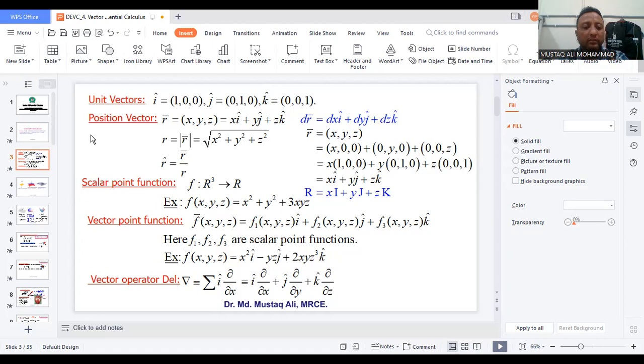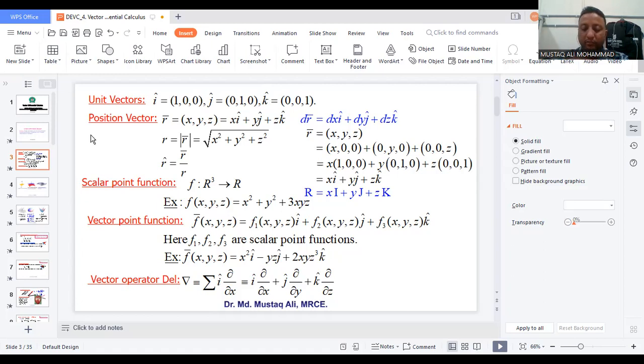Vector operator. The first operator in vector calculus is del. Del is equal to the sum of i bar dou by dou x. Here sum means these i, j, k terms: i bar dou by dou x plus j bar dou by dou y plus k bar dou by dou z. It is called the vector operator del.